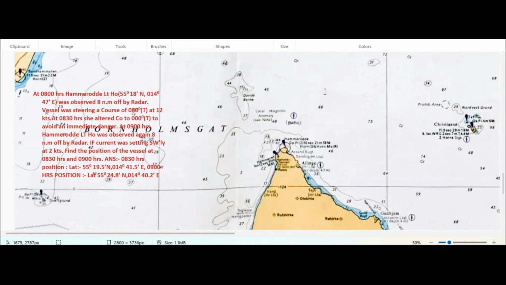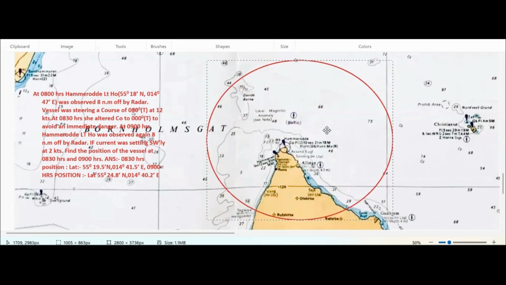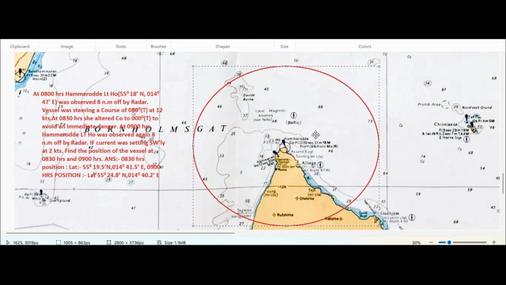Current is given and you have to find out all the positions, that means the position of the vessel at 8:30 and at 9 o'clock. The 8 o'clock position also we can find out. So let's start with this problem. First we will be drawing a position circle of 8 miles. The 8 mile circle I have drawn. This is at 8 o'clock.